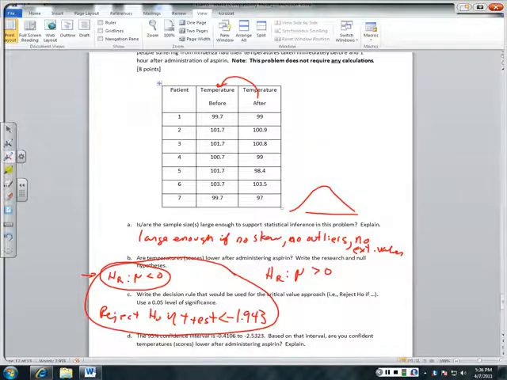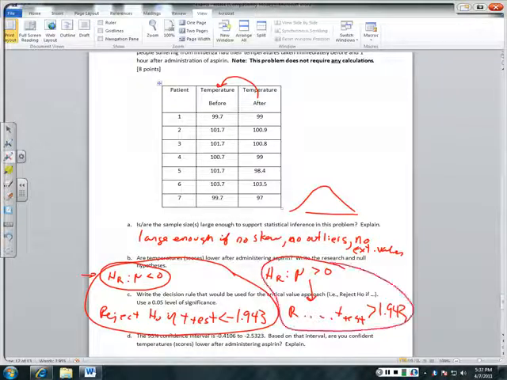But if you had answered this here, you would have had reject HO if t-test greater than 1.943. So those would go together. The interval goes from minus 0.4 to minus 2.53.